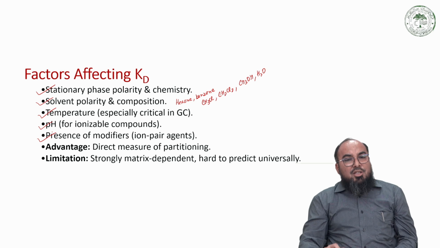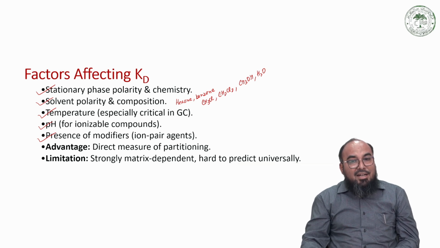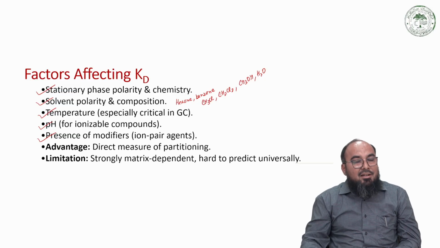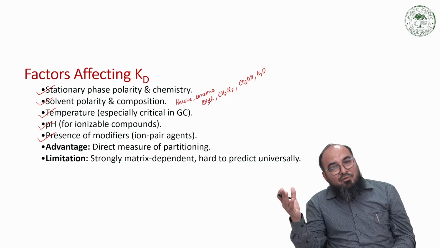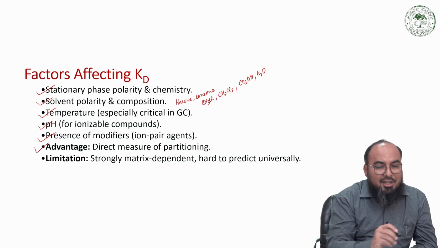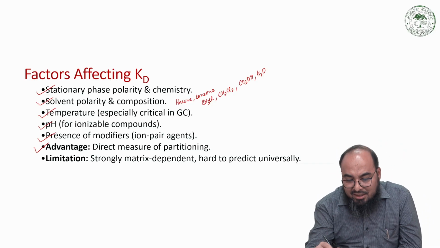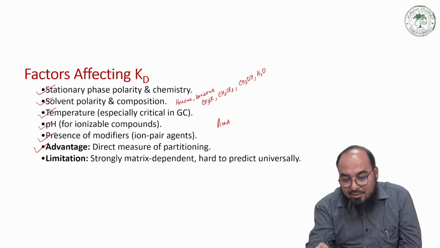Now, what are the actual advantages of KD? The advantage of KD is that it's a direct measure of the partitioning. On the basis of the KD value, on the basis of its magnitude, we decide where it is partitioned, that is, whether it is more towards the stationary phase or more towards the mobile phase. So this is the advantage, that it gives you a direct measure of the partitioning between the mobile phase and the stationary phase.